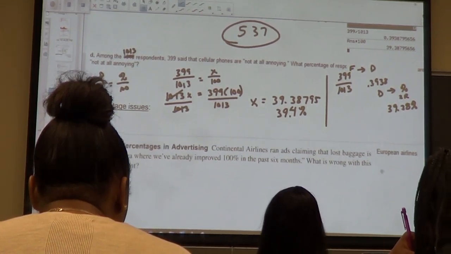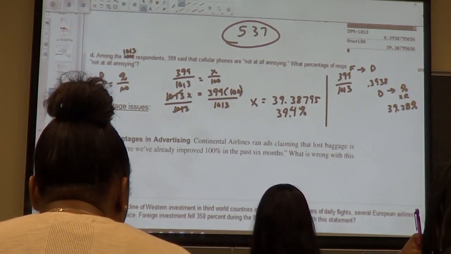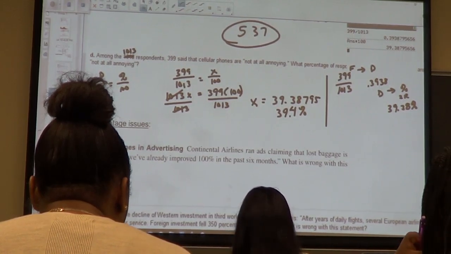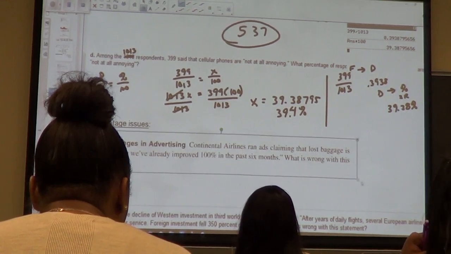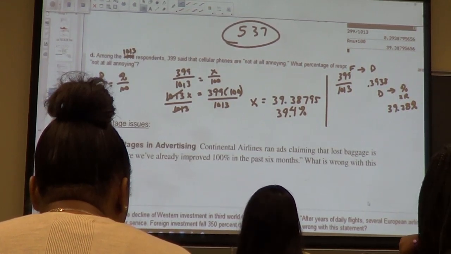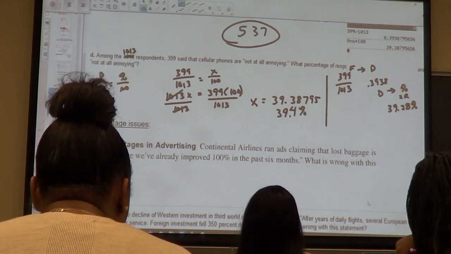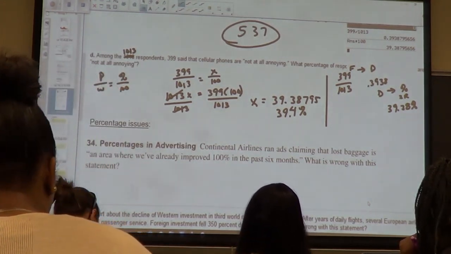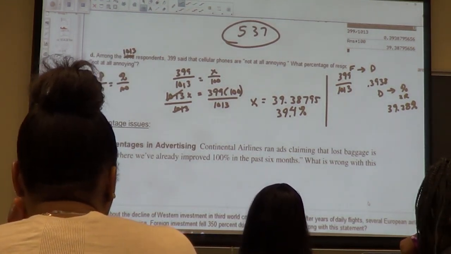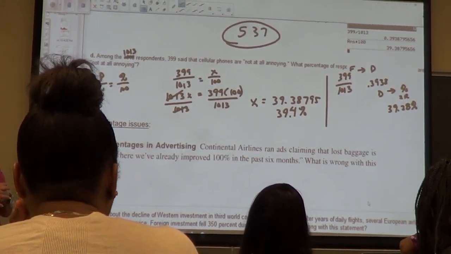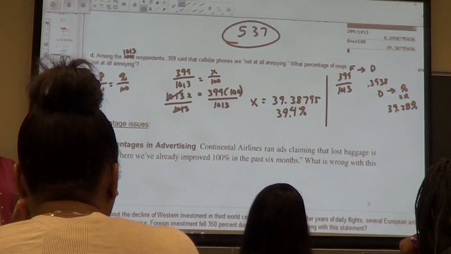All right, let's look at this next one, percentage issues. I just flip-flopped two problems, so don't freak out when you're looking at your notes. I'm doing the second one first. Continental Airlines ran ads claiming that lost baggage is an area where we've already improved 100% in the past 6 months. What's wrong with that statement? If they said that they've improved lost baggage 100%, what's wrong with that?